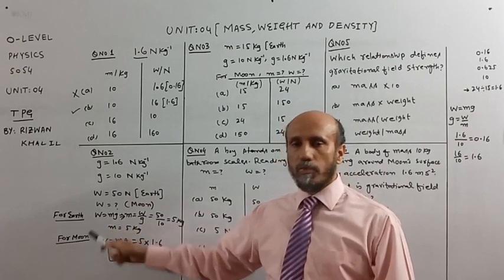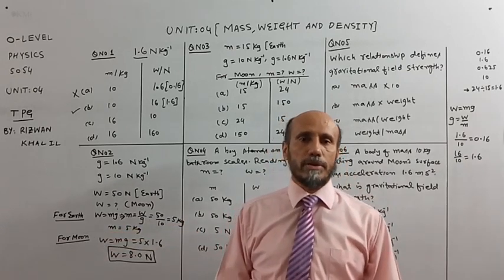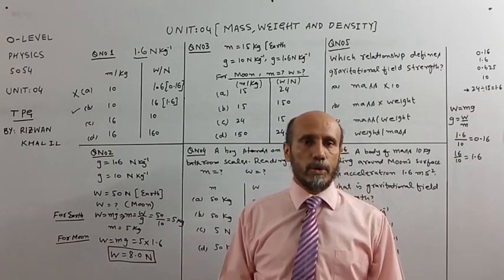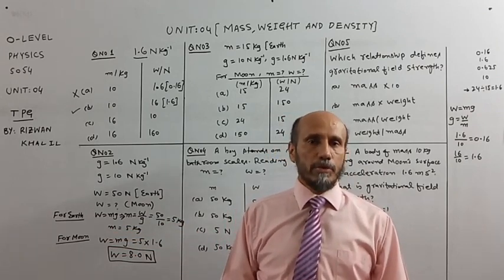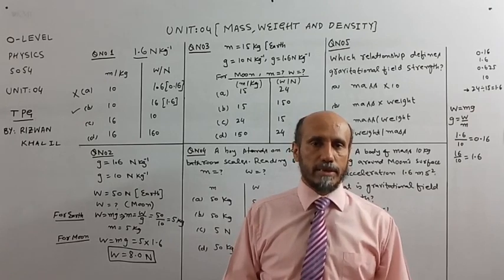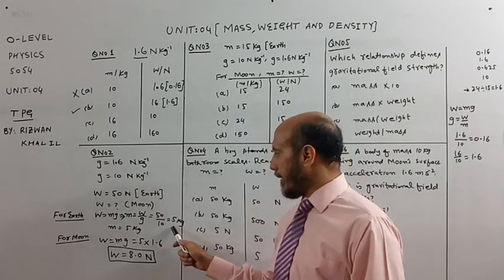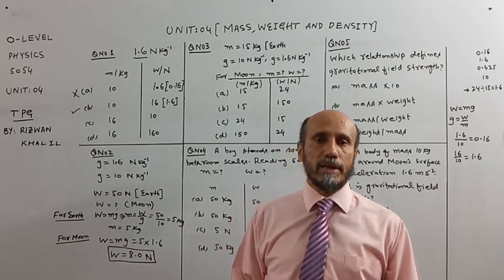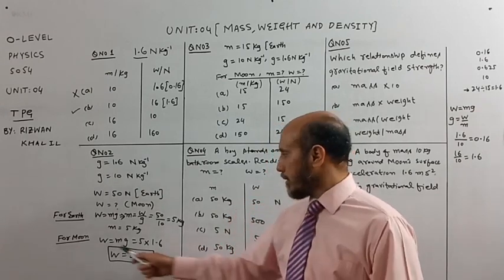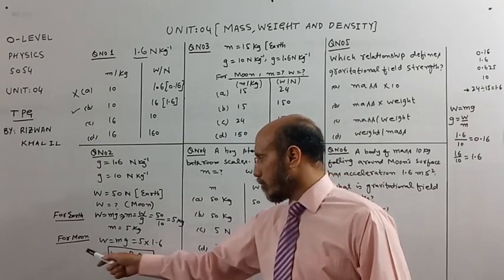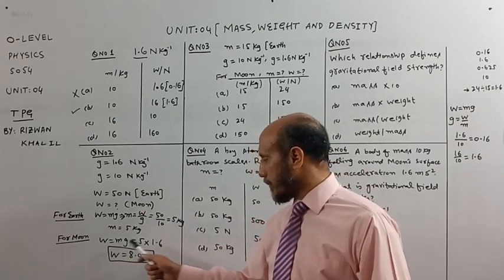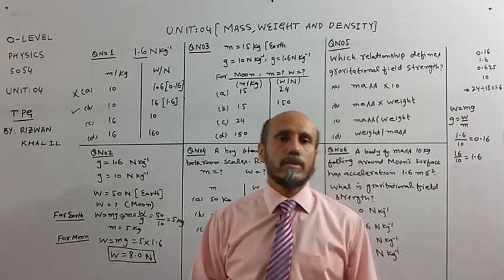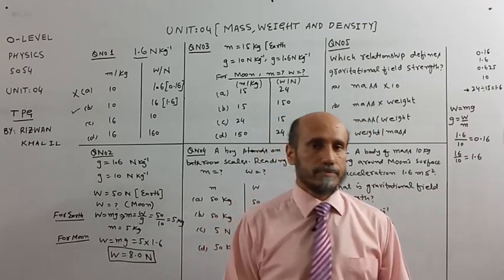So first of all we will calculate the mass of the body on the surface of Earth. W is equals to mg, m is equals to W over g. Weight was 50 Newton, gravitational field strength was 10. So what was the mass? 5 kg. So mass remains the same everywhere, irrespective of the position or location. So W is equals to mg for Moon. Value of gravitational field strength was 1.6. So what was the weight on the surface of Moon? 8 Newton.